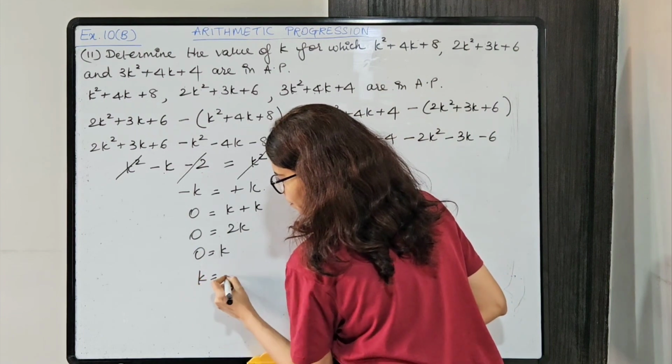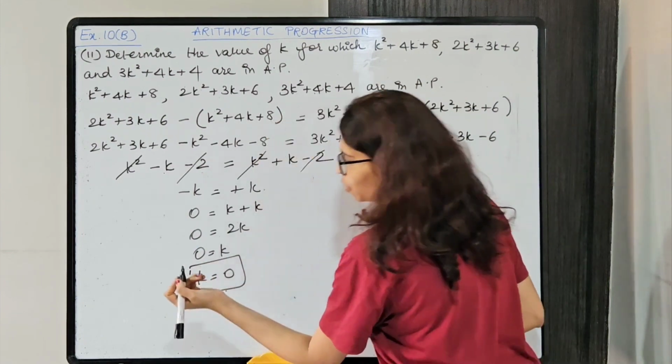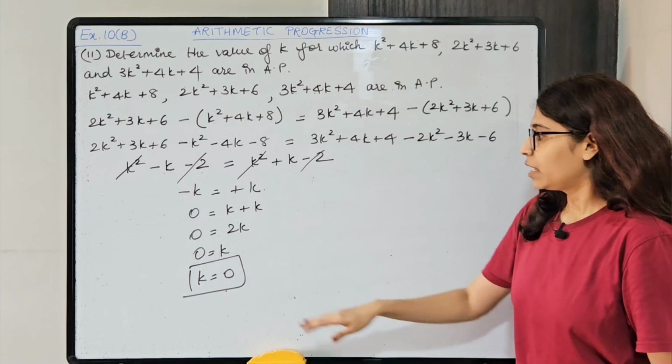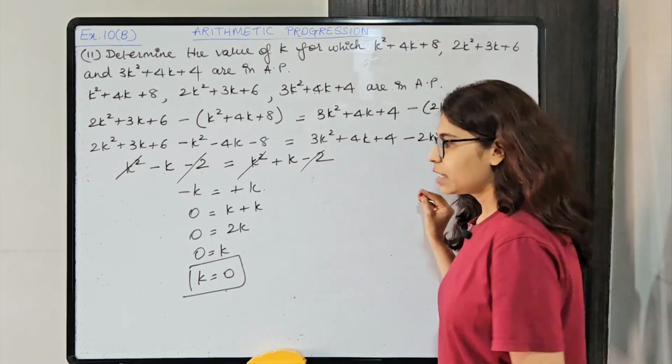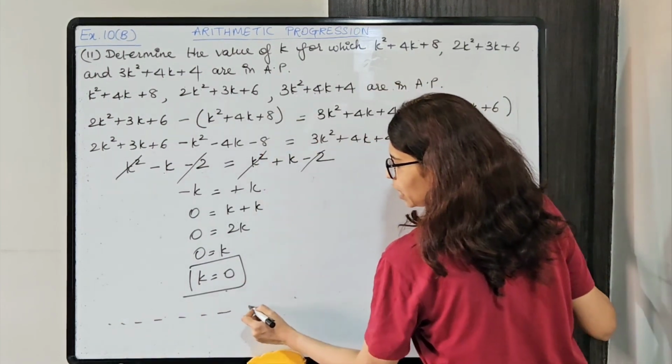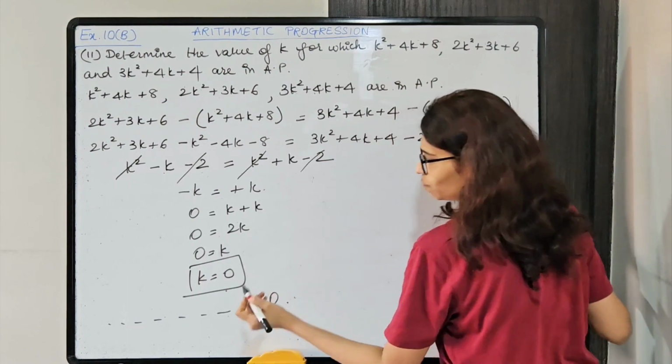So switch the sides, box the value of k, okay? Box the answer, write down the final statement. The value of k is 0. All right.